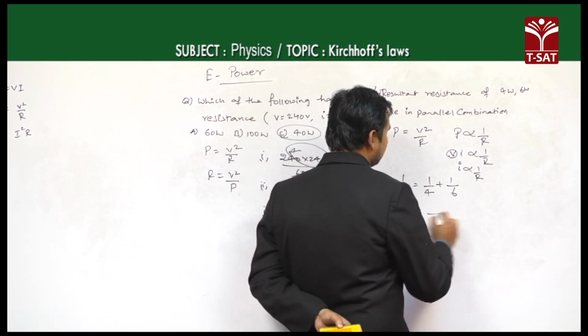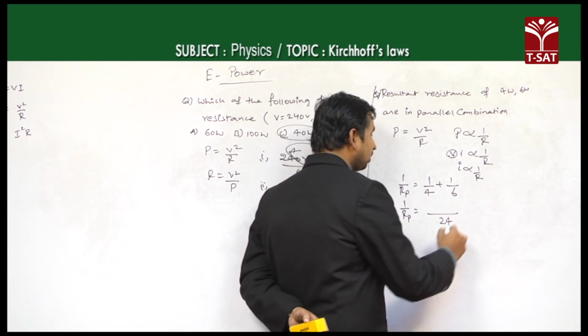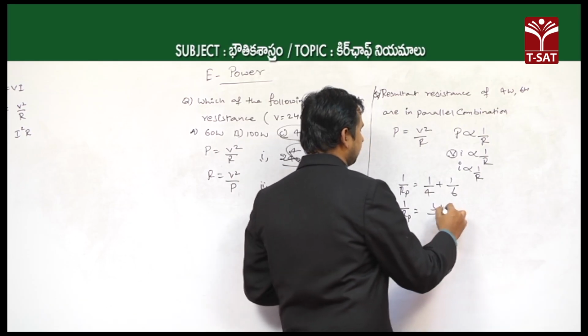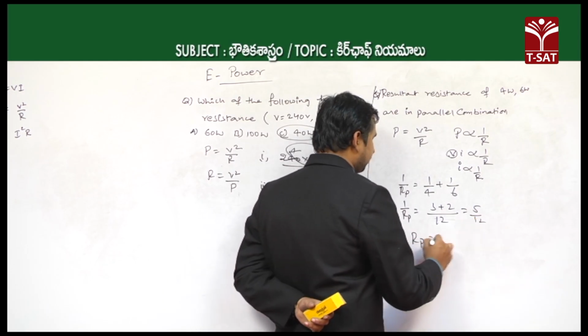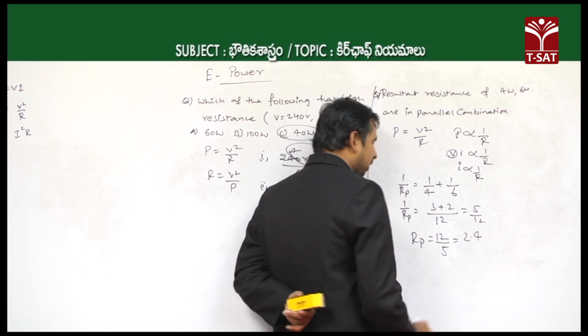Then 1 by 4 plus 1 by 6, the resistance in parallel becomes, here the LCM we are having is 12, 4 3s and 6 2s, which is 5 by 12. Our RP value from this we will get is 12 by 5, whereas 12 by 5 is equal to 2.4.